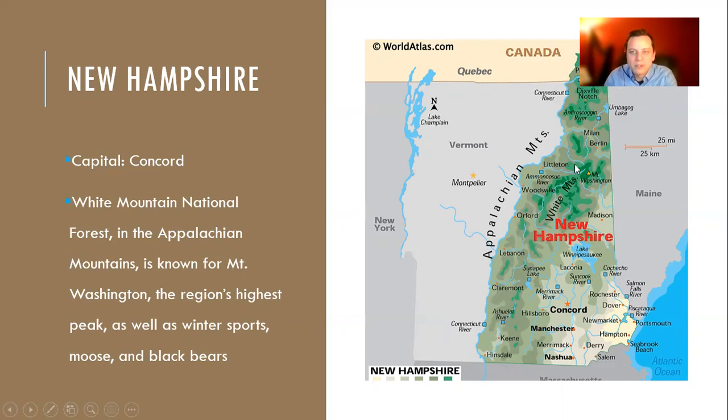So New Hampshire, the White Mountains, and that's important because one of the other states has a different set of mountains called something else, but we'll get there. So the White Mountain National Forest is within the Appalachian Mountains, and it's known for Mount Washington. That's the region's highest peak. And wildlife, you'll see black bears, you'll see moose, and lots of winter sports there, so you can go skiing and snowboarding and so on.